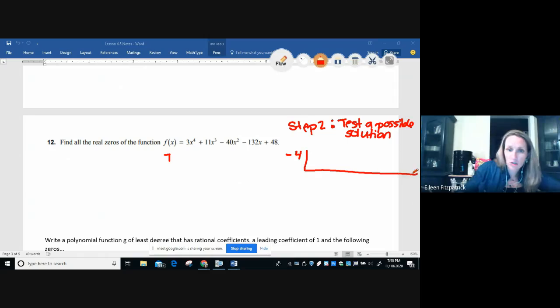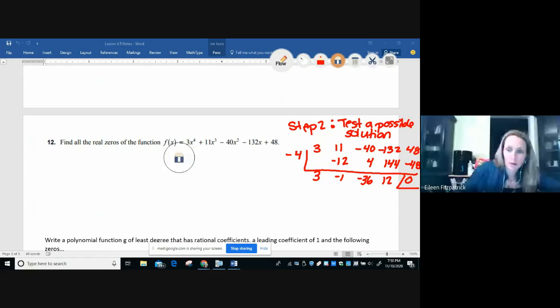I'm going to do synthetic division. So I have 3, 11, -40, -132, and 48. I'm going to drop the 3. Multiply to get -12, add to get -1. Multiply to get a 4, add to get a negative 36, multiply to get a positive 144, add to get 12, multiply to get a negative 48, add to get a 0 as my remainder. So what that means is that negative 4 is a solution.